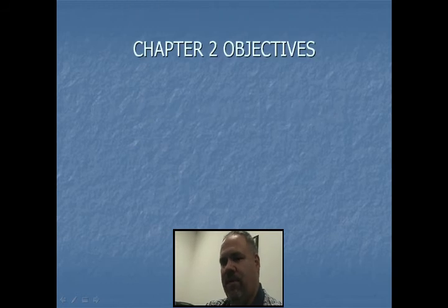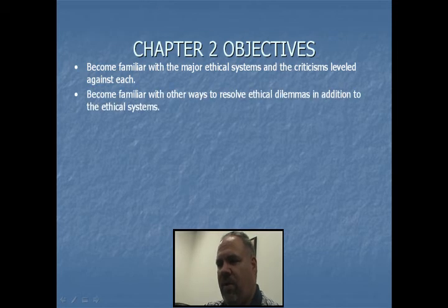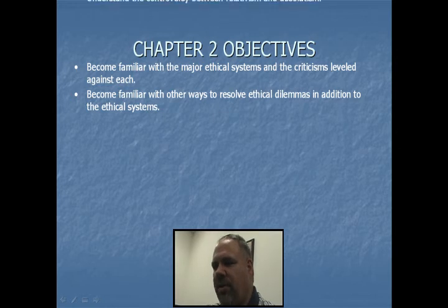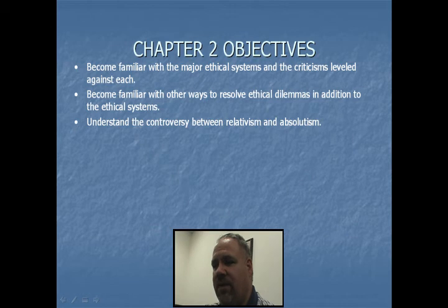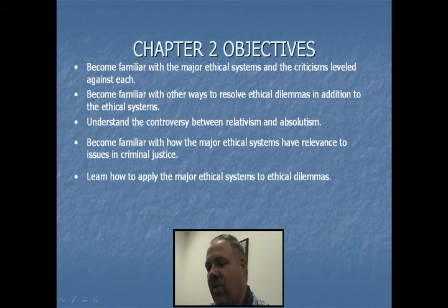Chapter 2, Objectives. Become familiar with the major ethical systems and the criticisms leveled against each other. Become familiar with other ways to resolve ethical dilemmas in addition to the ethical systems. Understand the controversy between relativism and absolutism. Become familiar with how the major ethical systems have relevance to issues in criminal justice. And finally, learn how to apply the major ethical systems to ethical dilemmas.